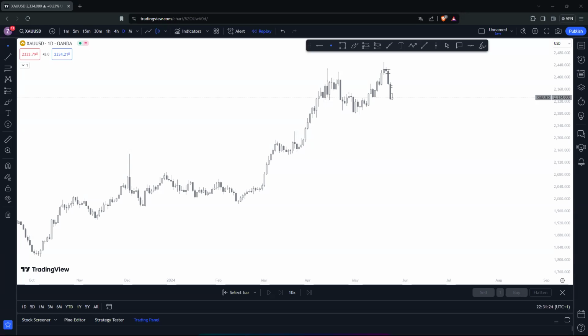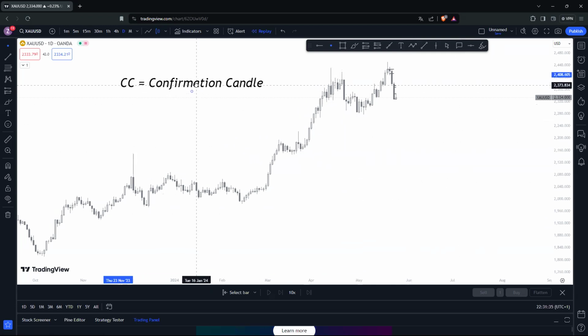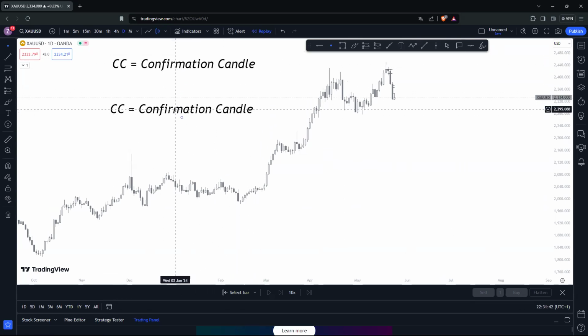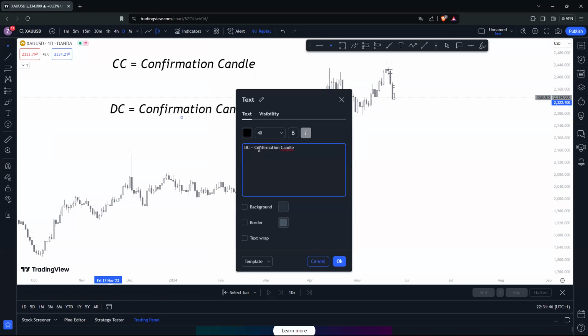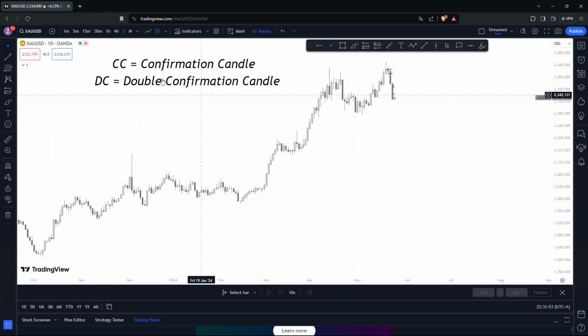What's CC? Okay, CC stands for confirmation candle. This is a certain type of pattern on a key level. DC stands for double confirmation candle. Okay, so CC is simply a candlestick that confirms that your level can give either a sharp entry, a sharp reaction, or basically means that the level is still valid. It does not mean it is fresh, because actually the CC makes your level unfresh.